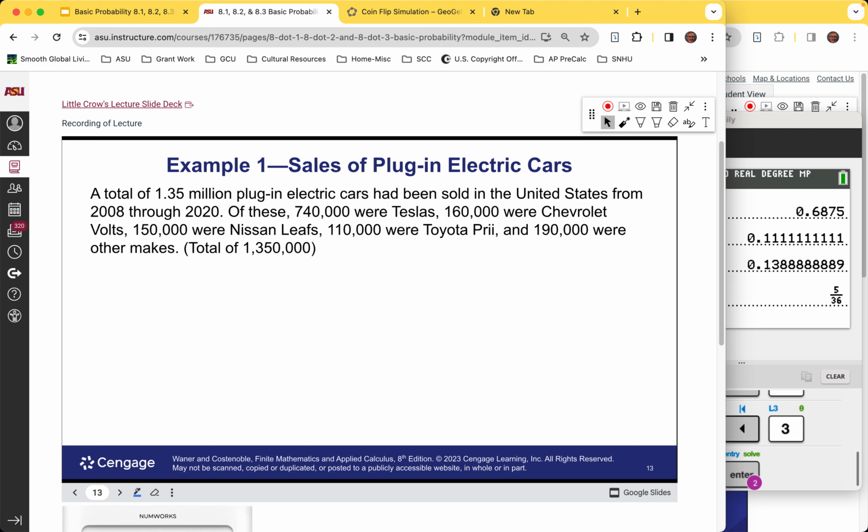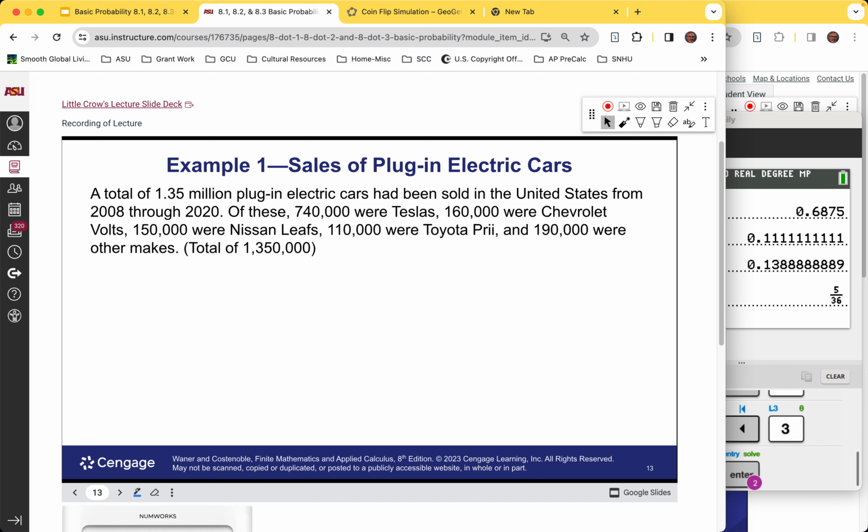Here's an example, and this is, again, in the homework, they have something fairly similar. Again, it's just counting what's the total and how many things can happen. So a total of 1.35 million plug-in electric cars had been sold in the United States from 2008 to 2020. And then it gives us a breakdown of how many were Teslas, Chevrolets, Volts, Nissan Leafs, and so forth.